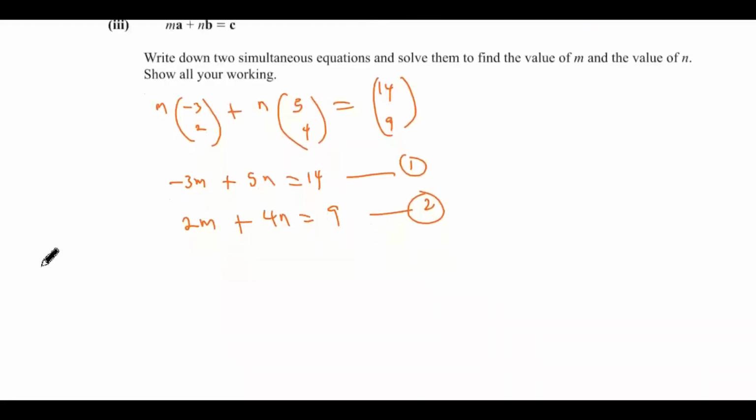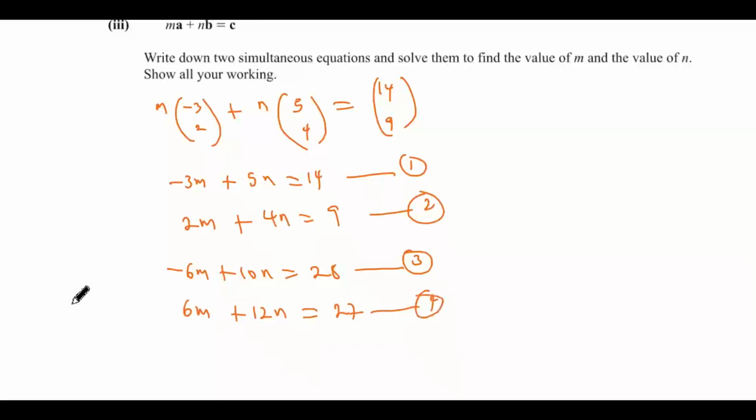Using the elimination method, we need to balance the coefficient of any of the variables. So let's balance the coefficient of variable m. Let's multiply equation 1 by 2. That will give us minus 6m plus 10n equals 28. You may want to call this equation 3. Then let's multiply equation 2 by 3. That will be 6m plus 12n equals 3 times 9, 27. You may want to call this equation 4 as well.